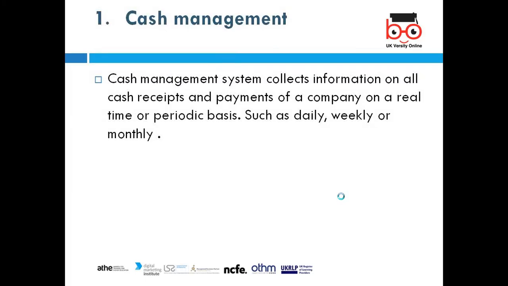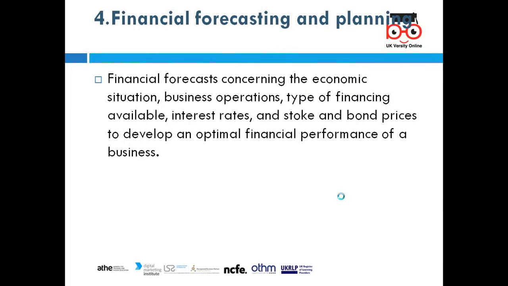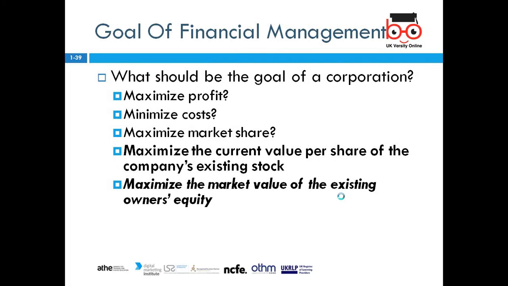So it's been explained in these slides, so please go through them as well, just as background reading. So, the goal of financial management: maximize profit, minimize costs, maximize market share, maximize the value per share of the company's existing stock, and maximize the market value of existing owner equity. If we maximize shareholders' capital, then the company's reputation will increase.